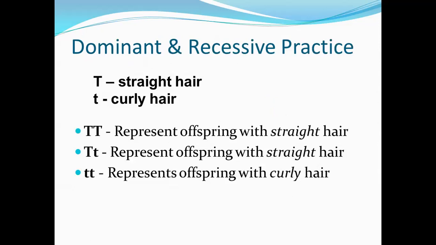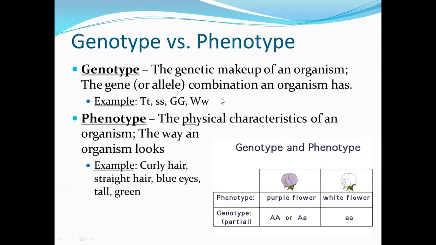So for this example, we could say that the dominant capital T is straight hair, and the lowercase t is for the curly hair. And we know that capital T is dominant, lowercase t is recessive. Okay, here we go. We are almost there. Another word. You have so many words to know.